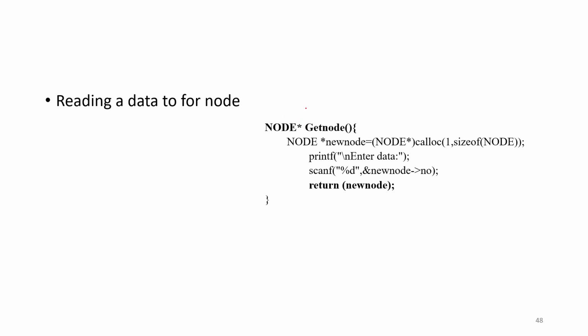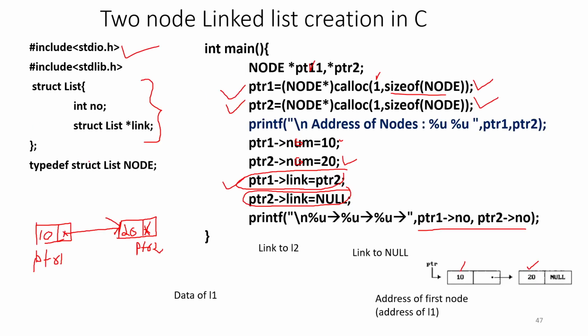How to read data for a linked list? The first step is to create the node. We have got a self-referential structure and we have aliased it using typedef. The statement will be typedef struct list. This is the alias statement which is representing list.